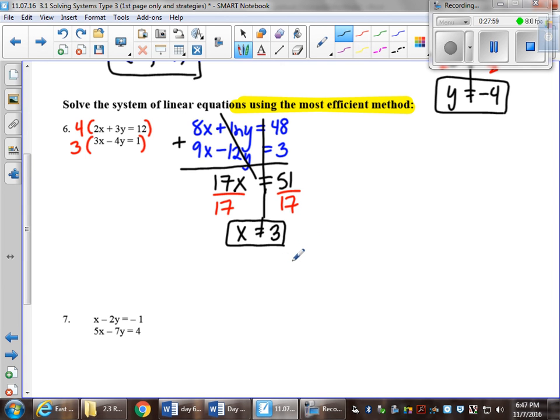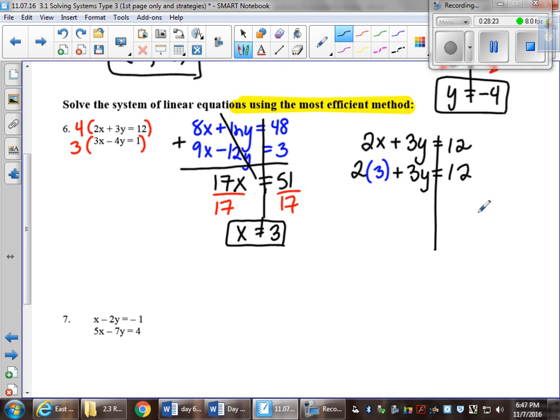Okay, x equals 3, I need to go back and find y. It does not matter which equation you choose. I choose the first one. You could choose the second. We will get the same answer. 2x plus 3y equals 12. Where I see x, we will substitute in 3. Everything else stays the same. You can go ahead and pause right here and finish, and then we can compare answers.